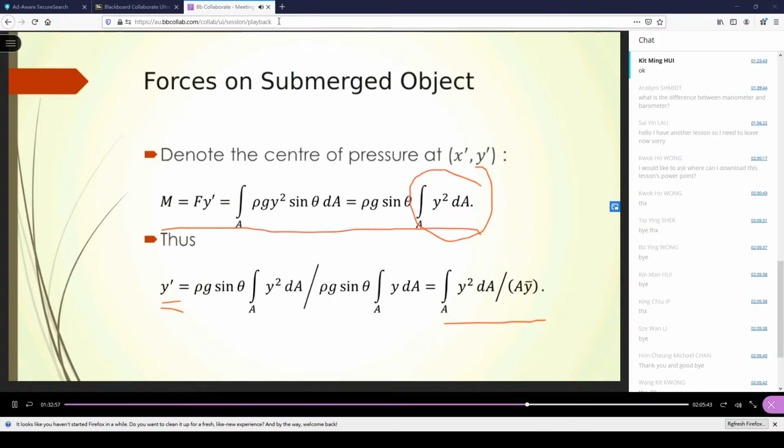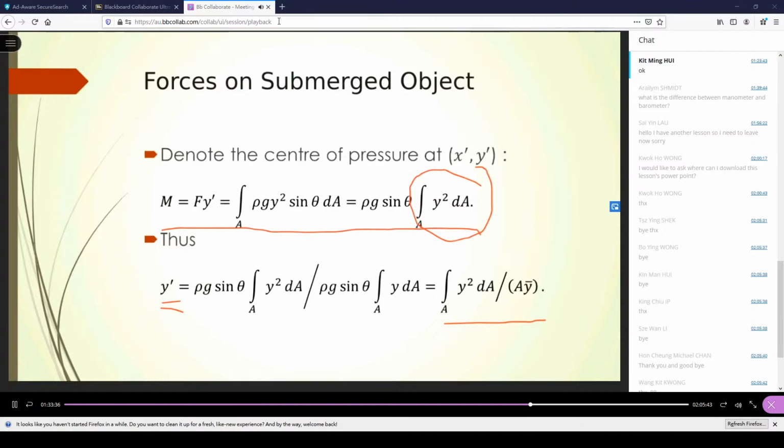The pressure is actually acting on the whole plate. But for simplicity, if you want to look at the overall effects of this pressure force, you can first work out the total pressure force, then find the center of pressure, and in later calculations just assume that the total pressure force is acting at this center of pressure, so you don't have to integrate over the whole surface again.